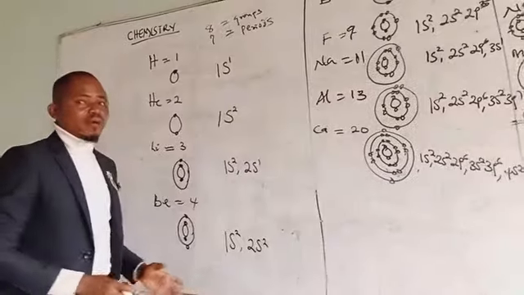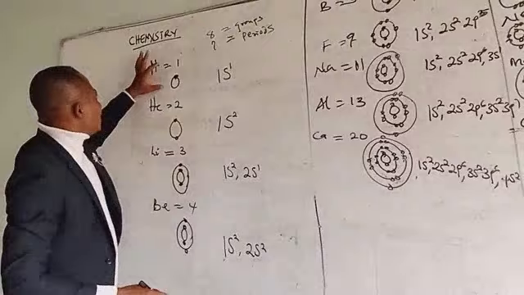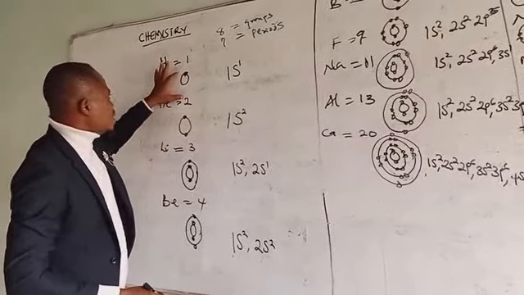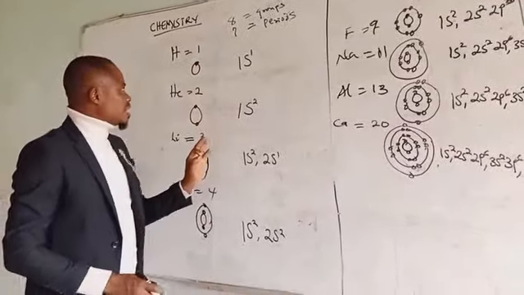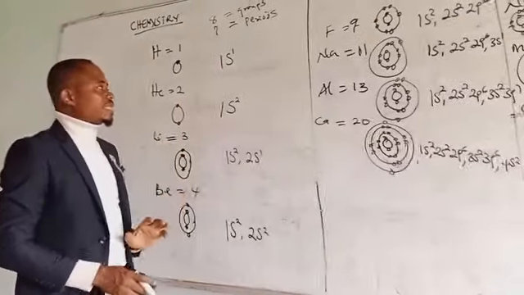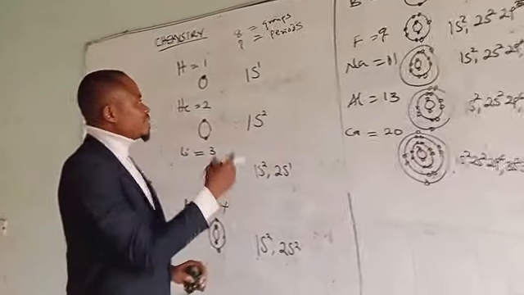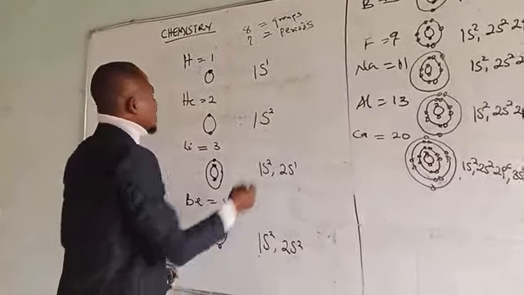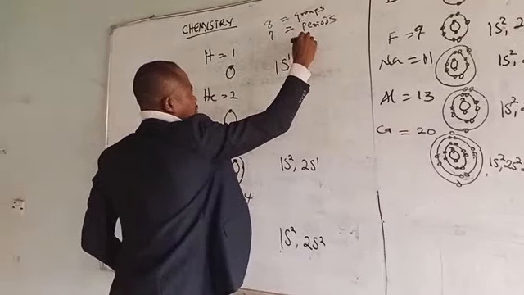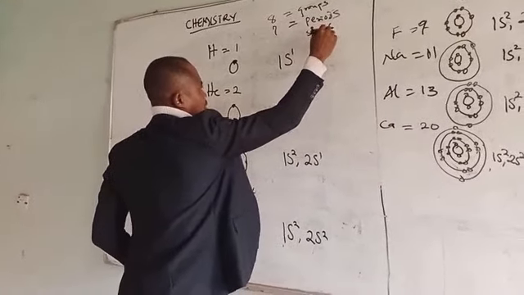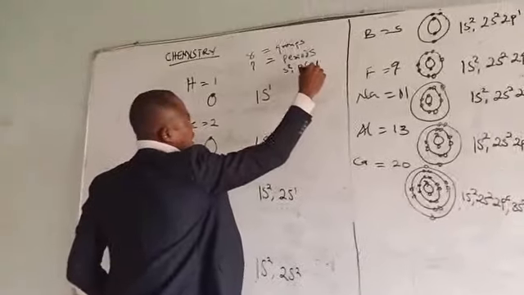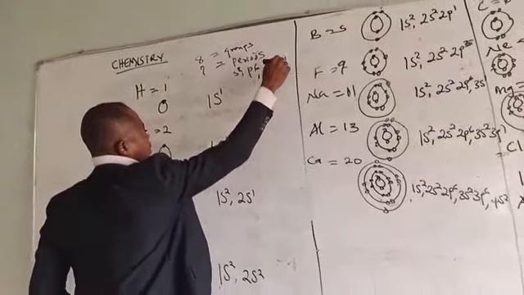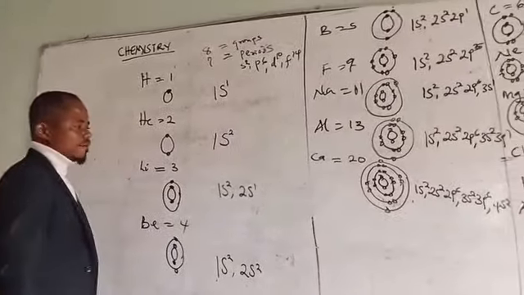So from the configuration we have done, you must know that for hydrogen, this is the configuration. The rule: the first shell takes a maximum of 2 electrons, other shells take 8. Why? In the SPDF, the suborbitals, we have said that the S orbital takes a maximum of 2, P a maximum of 6, D a maximum of 10, F a maximum of 14.